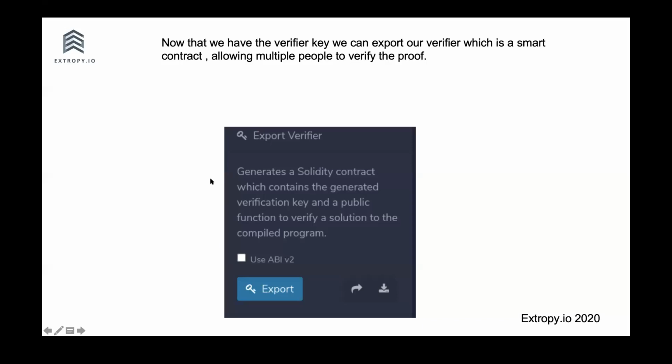But once that smart contract is deployed, then that means that anyone could put the proof as a transaction input into that contract, and it will then put back a result of true or false, proving whether the proof is correct.